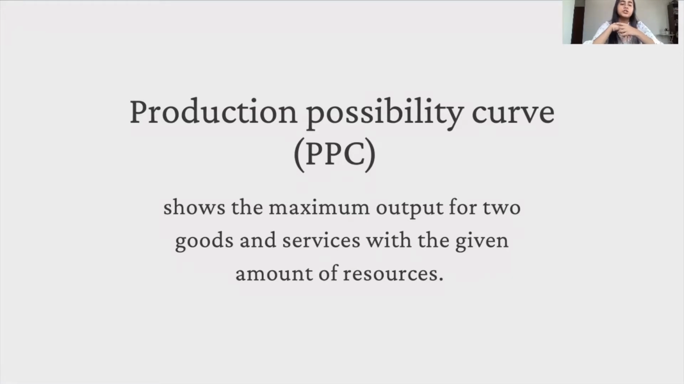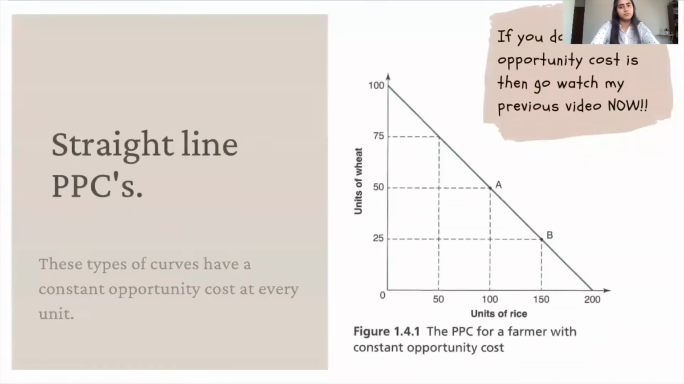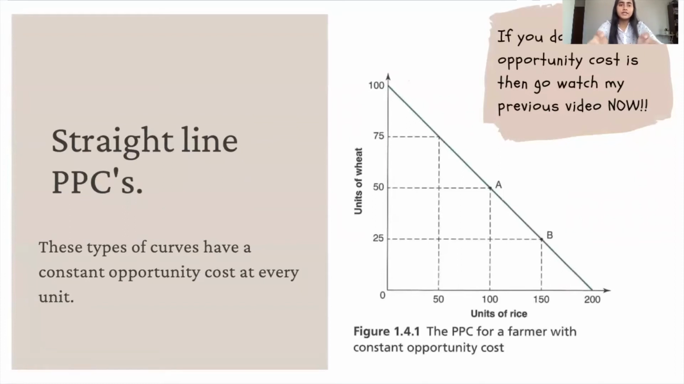Production possibility curves show the maximum output for two goods and services within a given amount of resources. So this is one type of production possibility curve. These are straight lined, and whenever you have a straight line production possibility curve, it shows that it has a constant opportunity cost. If you don't know what opportunity cost is, please go check out my previous video right now. Go. And by constant opportunity cost, I mean that the opportunity cost does not change at any level of output.